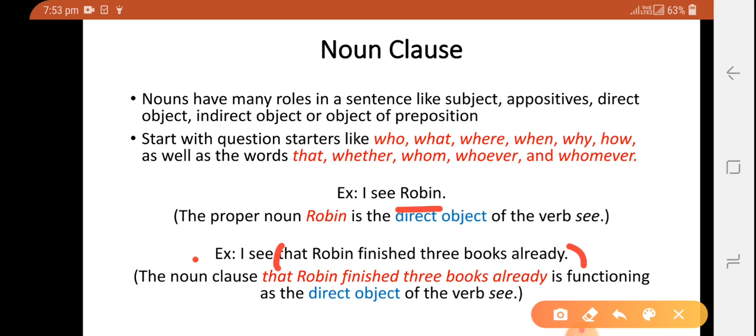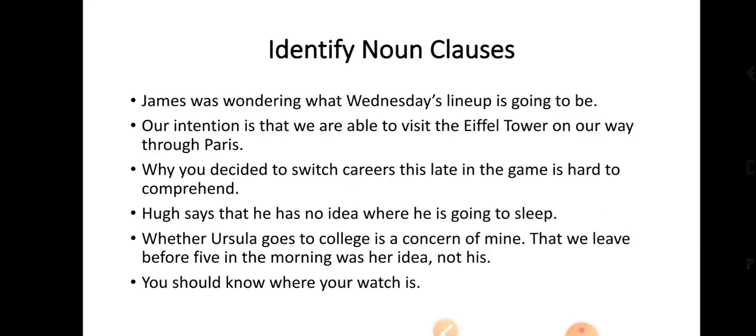The clause functions as an object, but actually it replaces a noun, right? I see, I see anything, right? I see an object, we can say anything. Instead of that noun form, we use a lengthy clause here as a direct object. I hope you understand noun clause now.